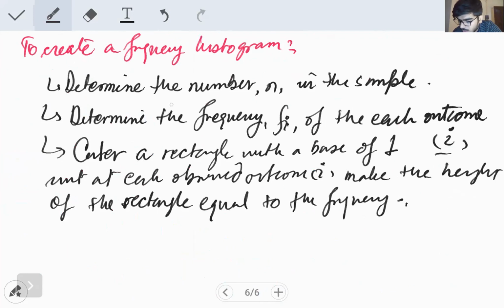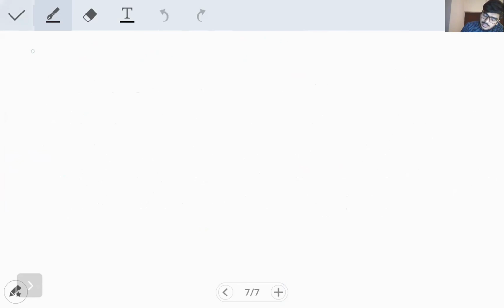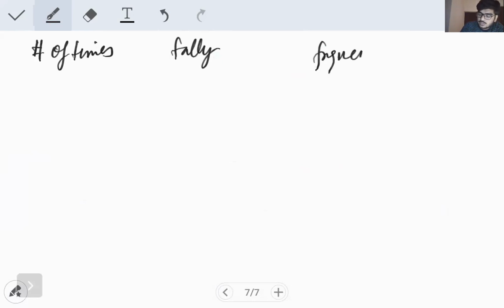So first is to determine the number in the sample, right? How do we determine the number in the sample? We first need to tally the frequency of each outcome. And how to tally that? Let's say the number of times that they cry, right? Then we will tally, right? And then will be the frequency. So these are the 3 columns that we will make.